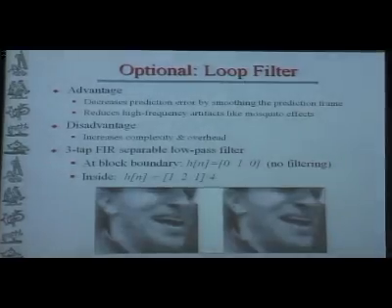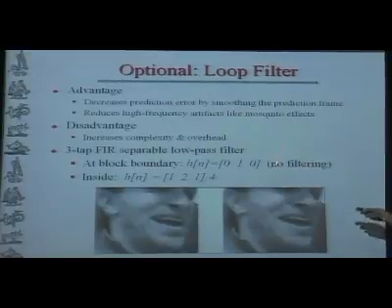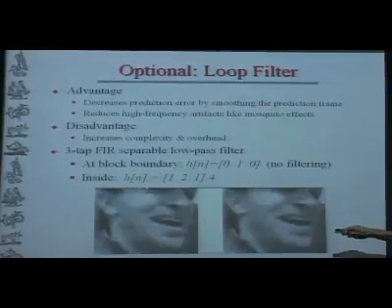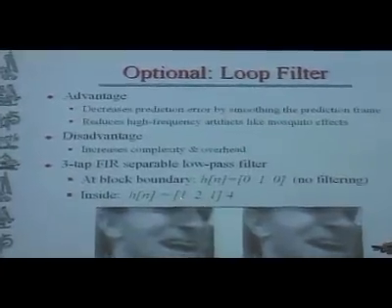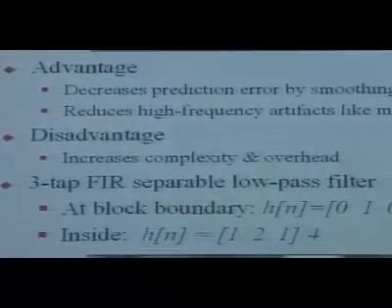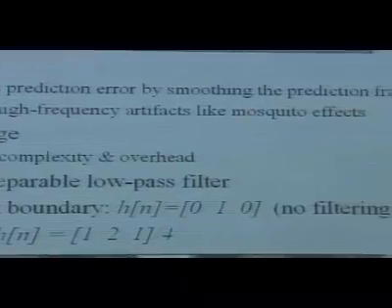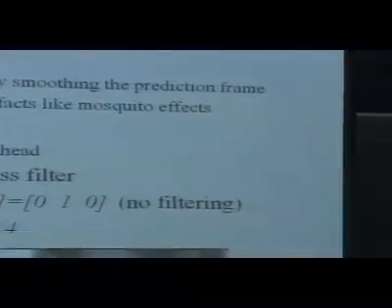Okay. There's another feature that H.261 has, which is the loop filter. So it's a very simple filter inside the block. So 1 2 1 divided by 4. Is that a low pass or a high pass filter? It's a low pass filter. It's a very good average low pass filter. Actually, it's one of the wavelet filters as well, right?